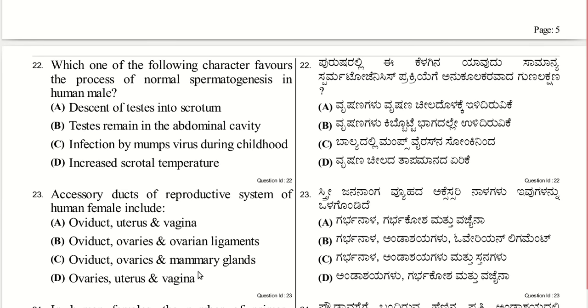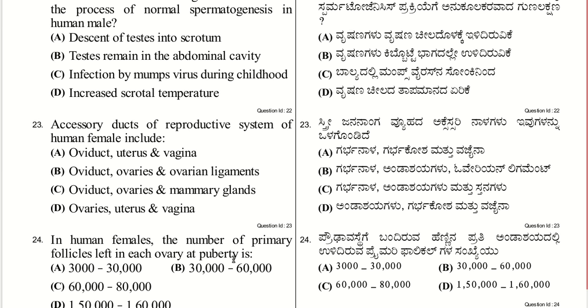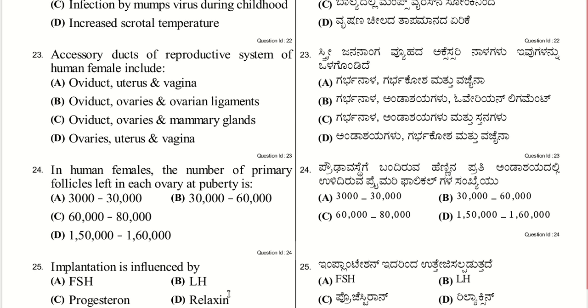Accessory ducts of the reproductive system of human female include oviduct, uterus and vagina. So that is the 23rd. A is the answer. In human females, the number of primary follicles left in each ovary at puberty is 60,000 to 80,000 primary follicles.